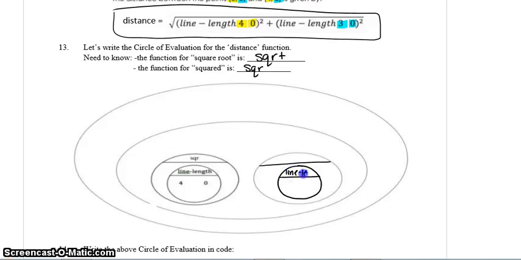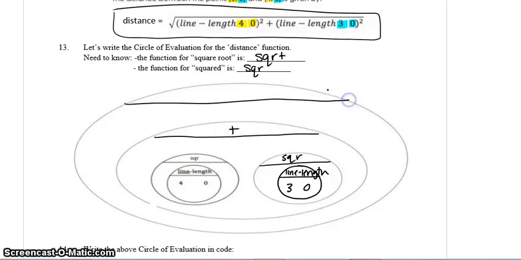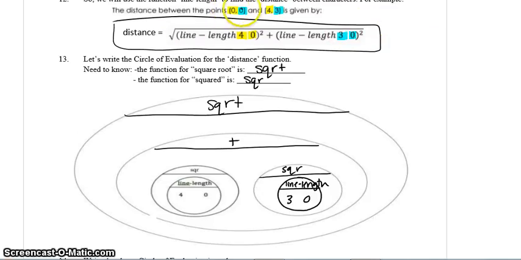Line length 3, 0 squared. The next function that takes place is the plus in the middle. And the final function is the large square root symbol around the whole thing. So there's the completed circle of evaluation for this distance formula, which was just an example to find the distance between two specific points, 0, 0 and 4, 3.